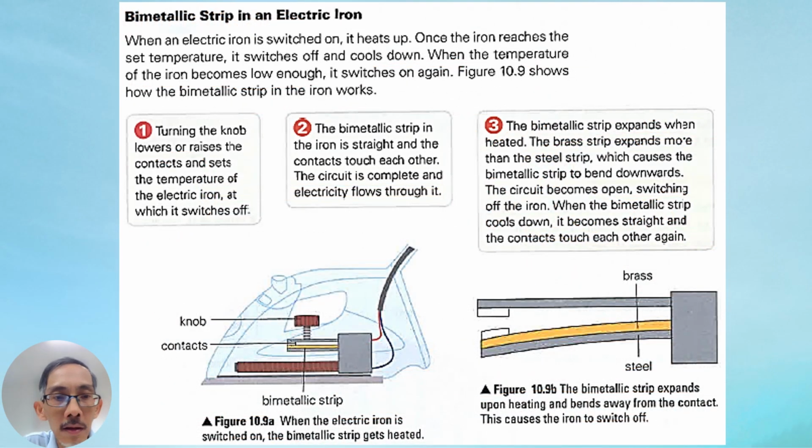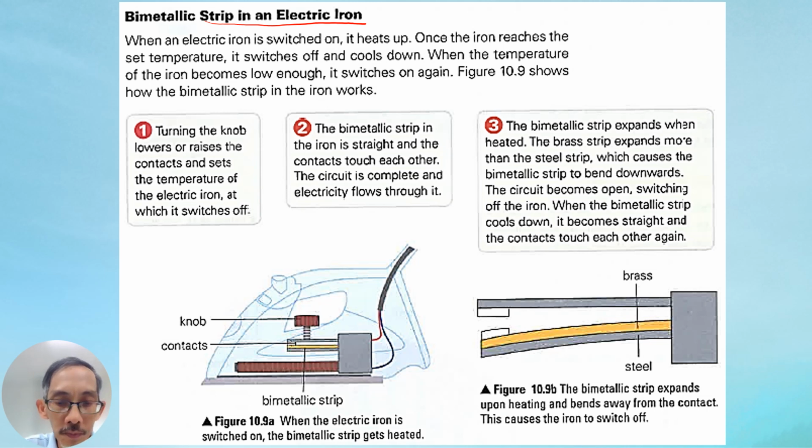Hello students. So if you are still not very sure how a bimetallic strip works, please go back to the earlier video. But for now, this is the slide that will explain how a bimetallic strip works in an electric iron. It is quite heavy, so you must try to pay attention and go back to the earlier slide to see the explanation of how the bimetallic strip works.